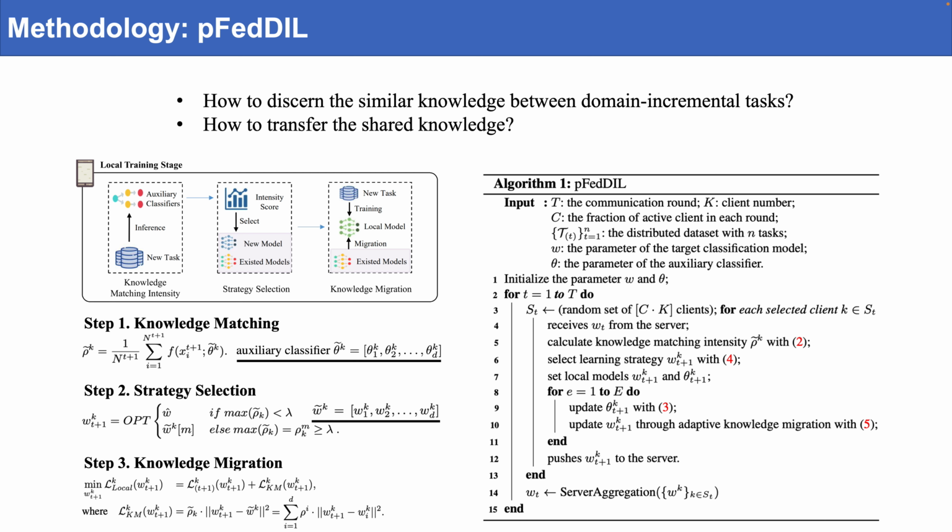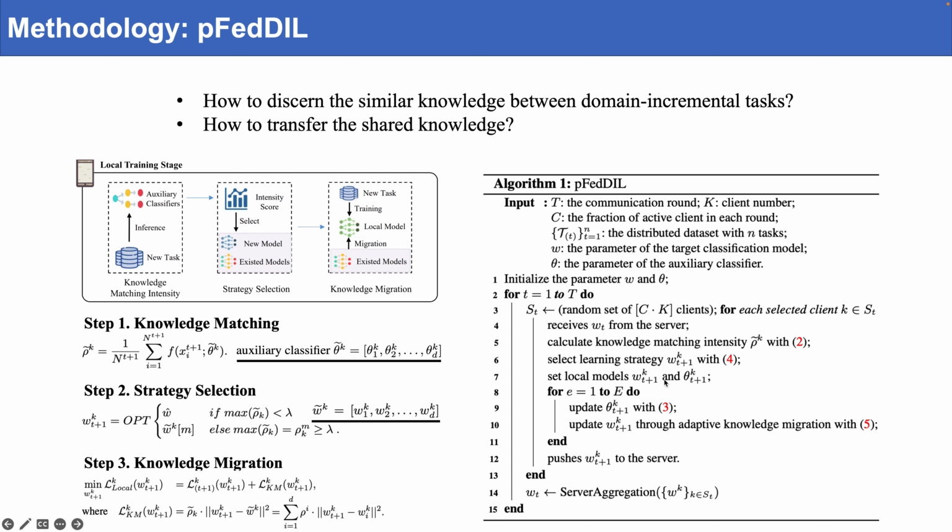The first step is the knowledge matching. To assess the similarity between different incremental tasks, where a higher similarity indicates a greater amount of common knowledge, we propose a knowledge matching intensity. When it comes to the new incremental task, each client first needs to compute the knowledge matching intensity between the new task and the previous tasks. We define the auxiliary classifier theta for the corresponding local task, which is trained by the discrimination of the sample belonging to the task. The auxiliary classifier can output the similarity between different tasks based on the extracted feature representation.